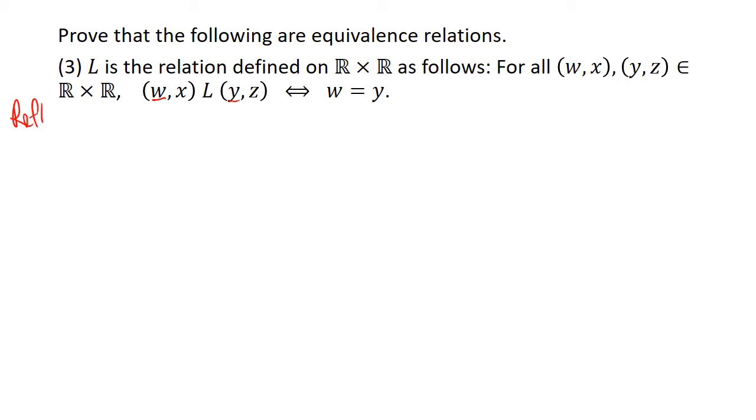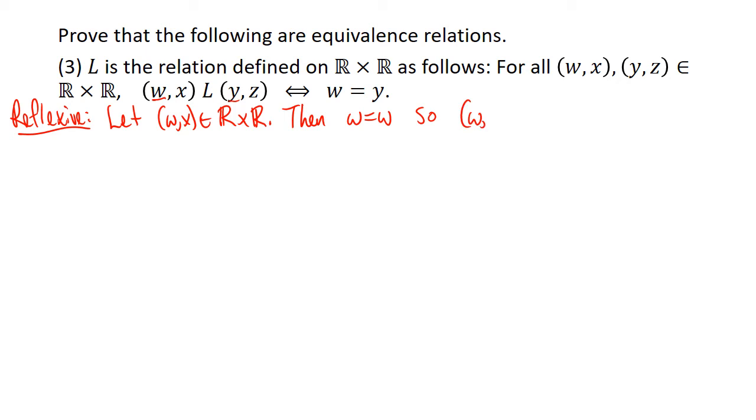So first for reflexive, I'm going to take one element from the underlying set, but remember the underlying set here is R cross R, so my element is going to look like an ordered pair. So I'm going to say let (w, x) be in R cross R. Then I'm going to show that (w, x) is related to itself. How am I going to do that? I want to show that (w, x) and (w, x) have the same first coordinate, is what I'm trying to say. So then w equals w, so (w, x) will be related by L to (w, x). So it's not very hard, it's pretty obvious.